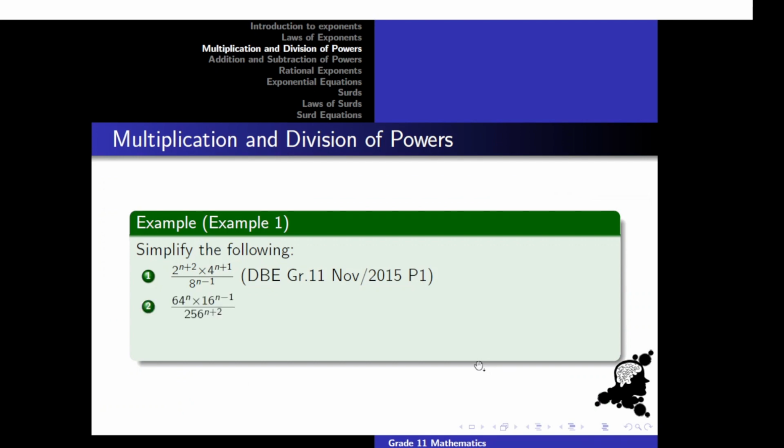Alright, we have another very interesting question. 64 to the power n times 16 to the power n minus 1, all over 256 to the power n plus 2. Please take note, the text in brackets shows where I got the question from. I'm just trying to avoid any copyright issues, but if you check November 2015 paper 1, you will see where I got number 1 from. So the second question, let's have a look at how we can do this.